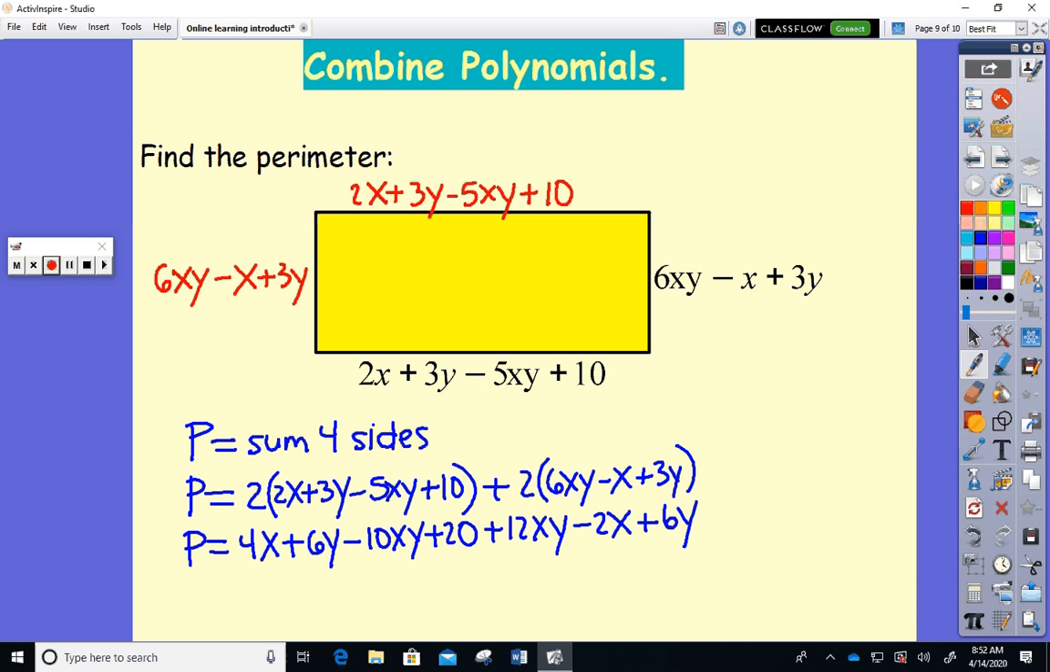So my perimeter is going to be, let's see here, 4x. Do I have any other x's? Minus 2x is 2x. Plus 6y. Do I have any more y's? Plus 6y is plus 12y. Minus 10xy. Do I have any more xy's? I do. So minus 10 plus 12 is plus 2xy. And then plus 20 on the end. That'll be my caboose. And I'm done.